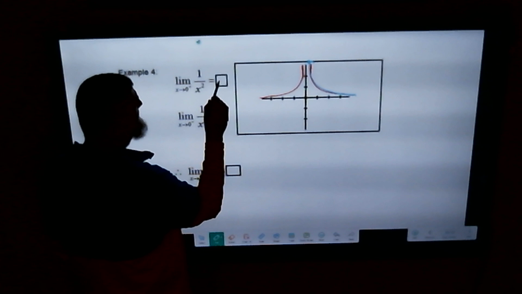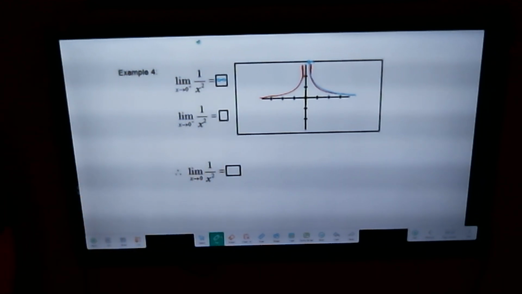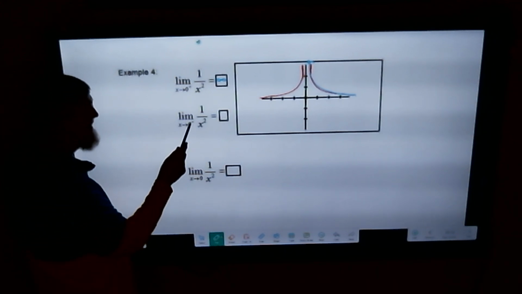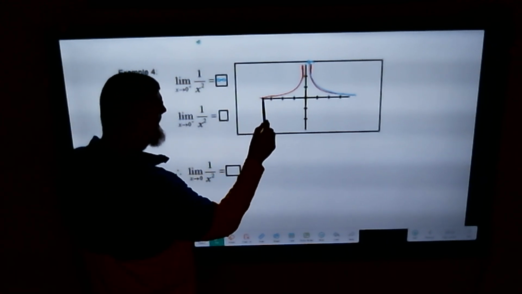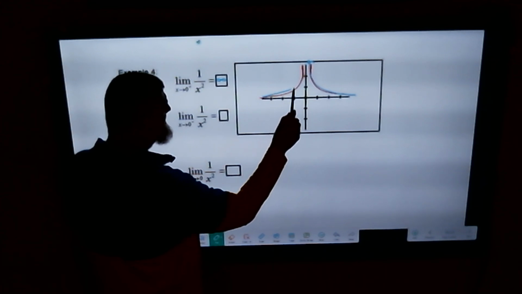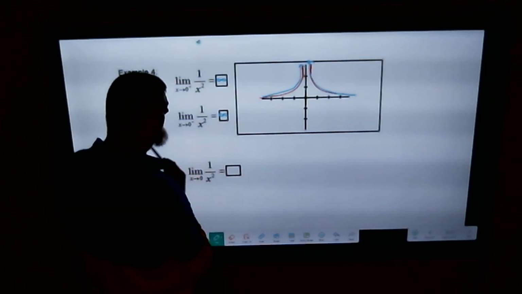Infinity. Because x squared is always going to be positive, right? No matter what number you put in there, even if it's coming from the negative side. Even if you have negative 3 squared, negative 2 squared, negative 1 squared, negative 1 half squared, it's also approaching a value of infinity.